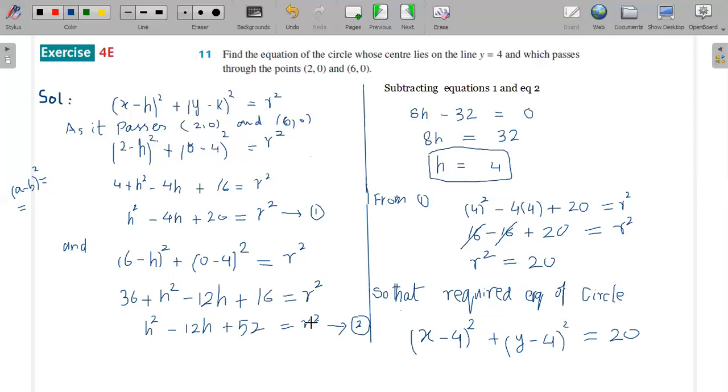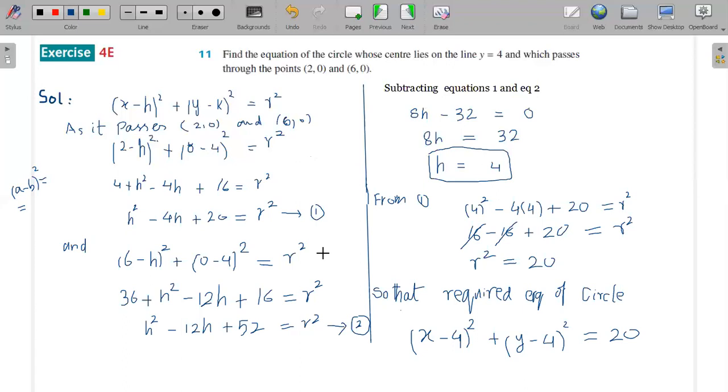So now we will solve these, and we see that r square is equal to, that is, left hand side is equal to left hand side, right hand side is equal to right hand side, and h square is equal to h square on the left hand side. So we can easily subtract, both have the same sign, so just subtracting equation 1 and 2. Also, we only know the y. We don't know the x coordinate, but we know the y.